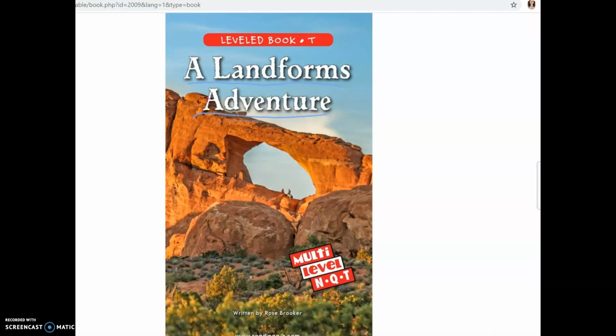So it's a possibility that this book could be fiction because it's an adventure book. Or it could be nonfiction because landforms are real things. So we are going to take a text walk and a picture walk. We're going to look at our pictures and we are going to try to figure out if this book is nonfiction or if it is fiction.